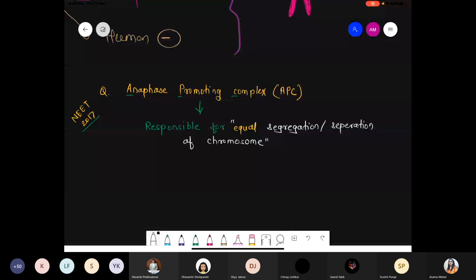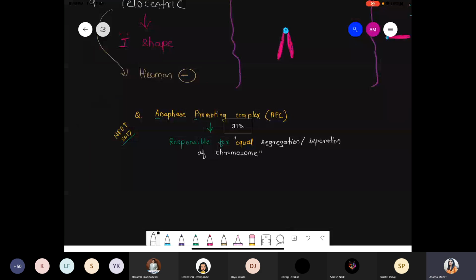Okay, chalo. So any doubt from anaphase? Any doubt from anaphase?